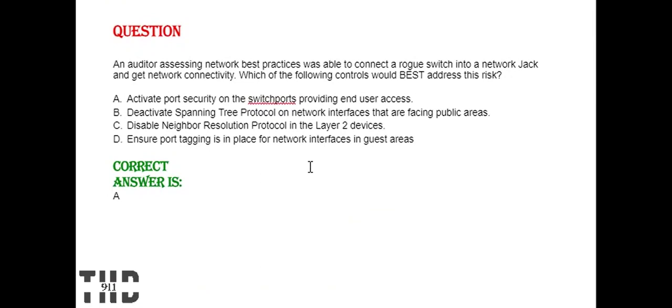The auditor assessing network best practices was able to connect a rogue switch into a network jack and get network connectivity. Which of the following controls would best address the risk? Option A, activate port security on the switch ports providing end user access. Option B, deactivate spanning tree protocol on network interfaces that are facing public areas. Option C, disable neighbor resolution protocol in the layer 2 devices. Option D, ensure port tagging is in place for network interfaces in guest area. Correct answer is option A.